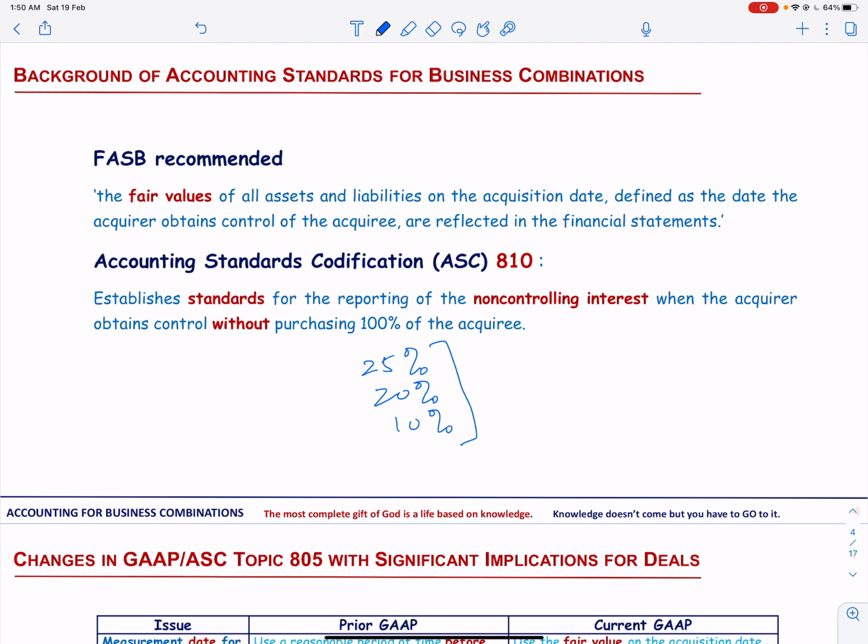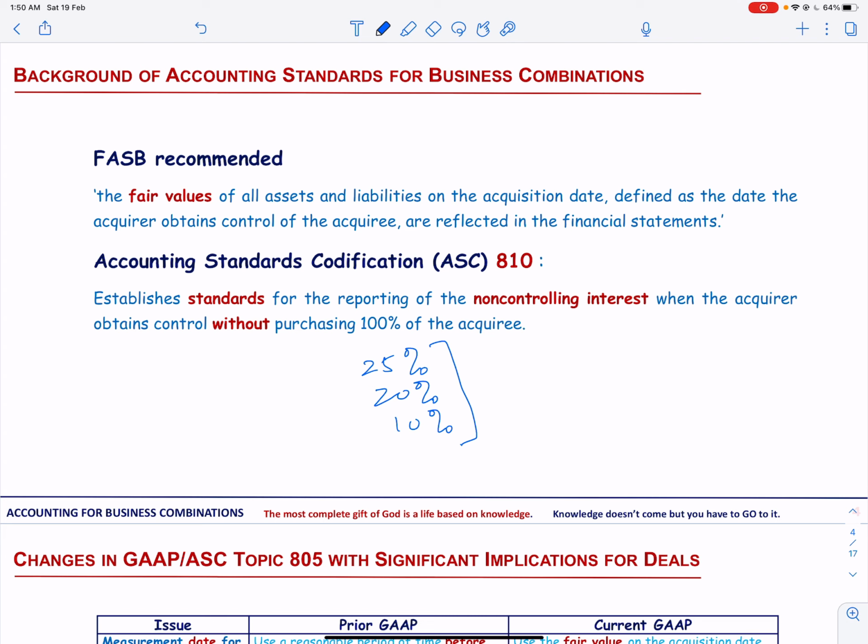Yet another amendment was made on December 4, 2007, whereby Accounting Research Bulletin number 51 was replaced by Accounting Standard Codification 810. It establishes standards for the reporting of the non-controlling interest when the acquirer obtains control without purchasing 100% of the equity.